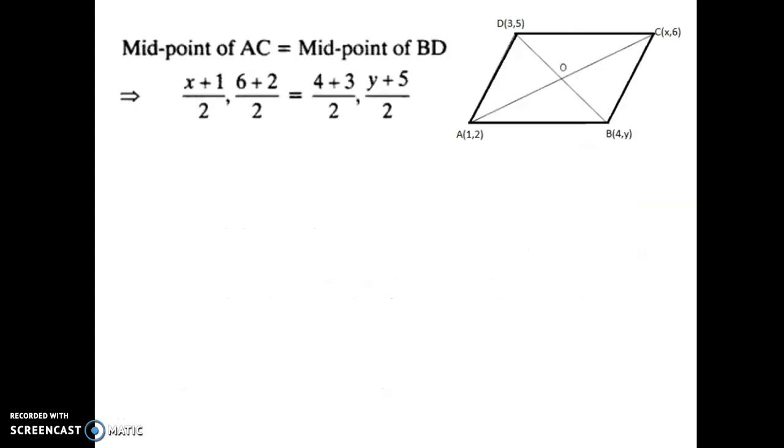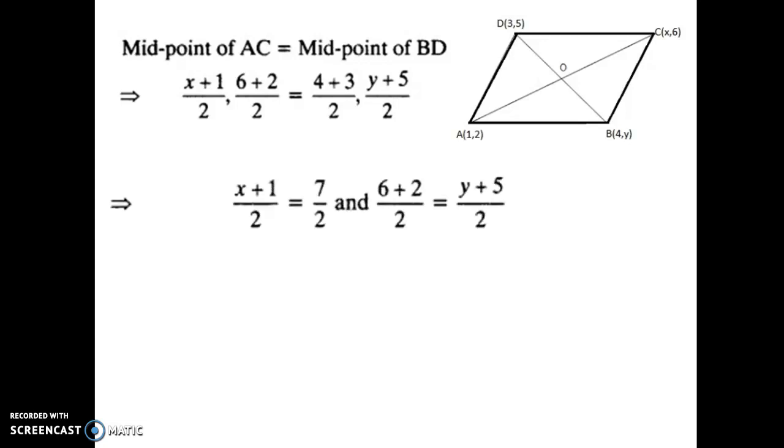So the midpoint formula I told you, right? x1 plus x2 divided by 2, y1 plus y2 divided by 2. That's the midpoint formula. So midpoint of AC equals midpoint of BD. These AC and BD are the diagonals. So both will be equal. Why? Because in a parallelogram they are meeting at one point. That point is going to be the midpoint of the diagonal. So that's why we are equating.